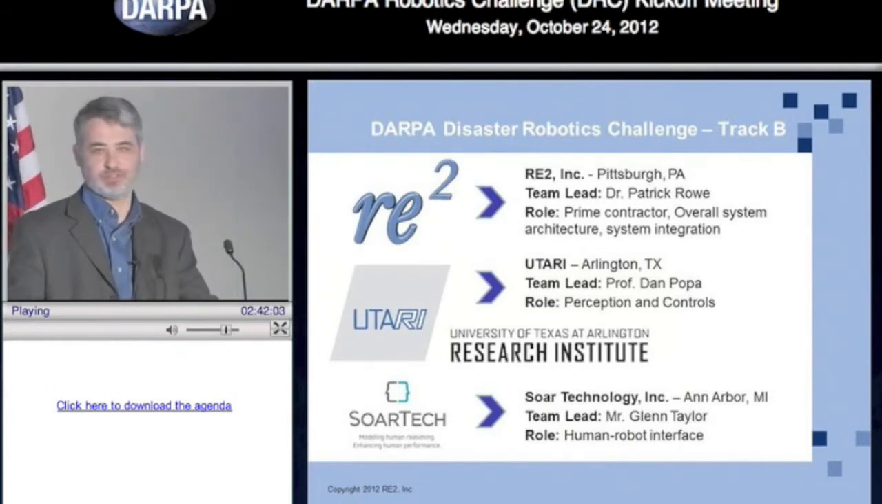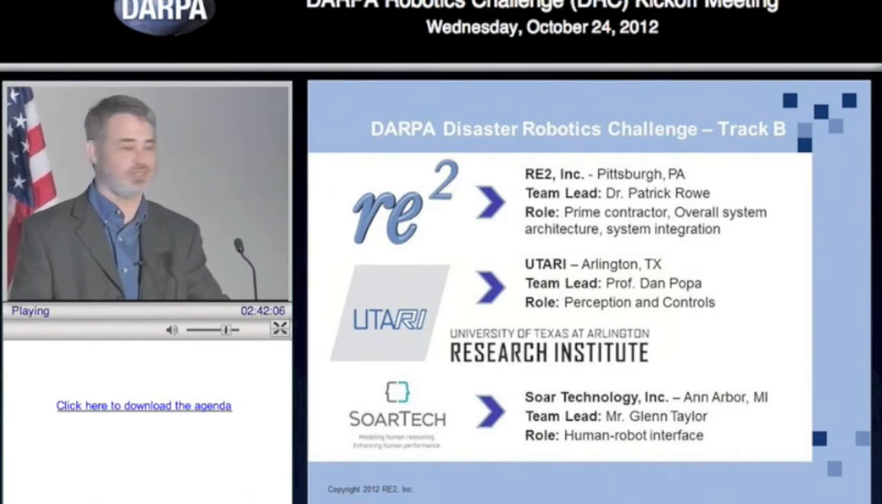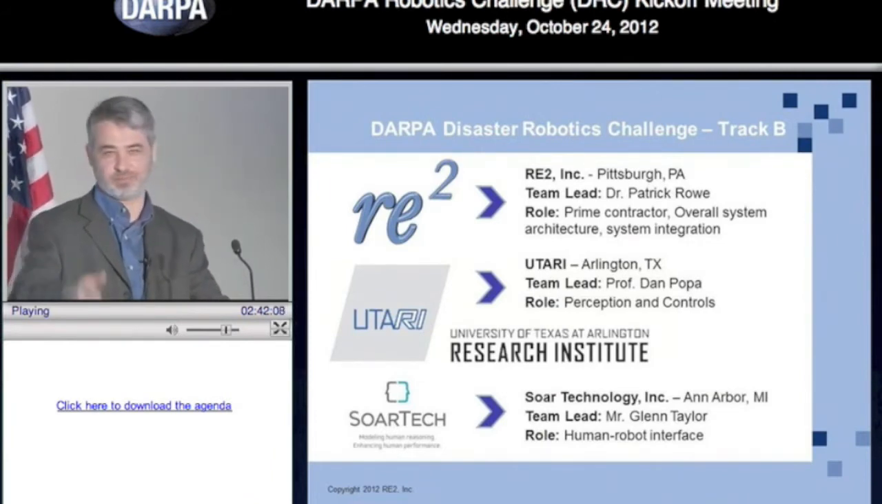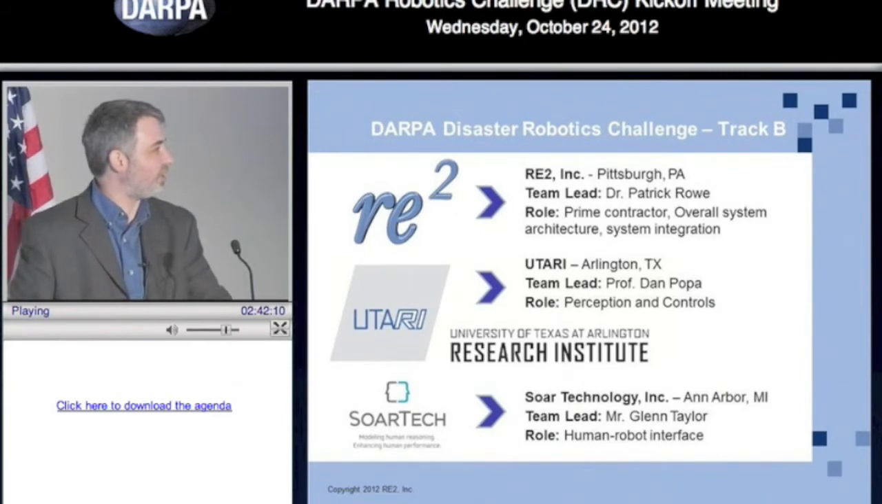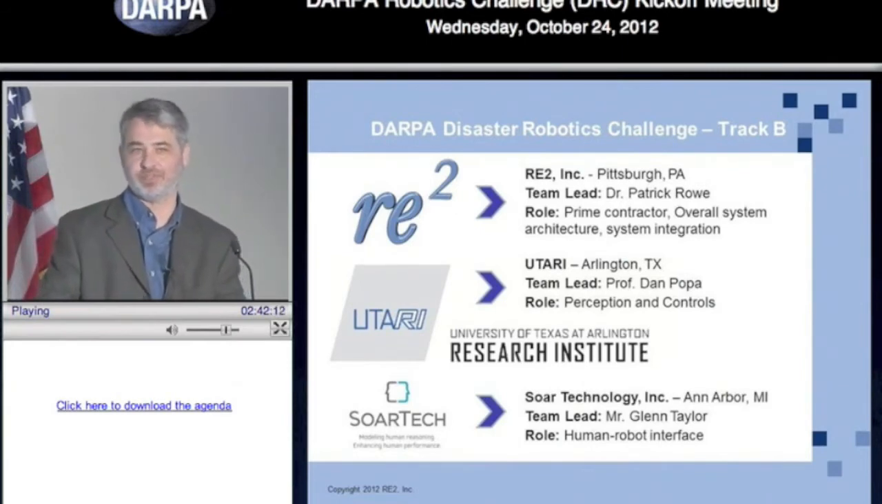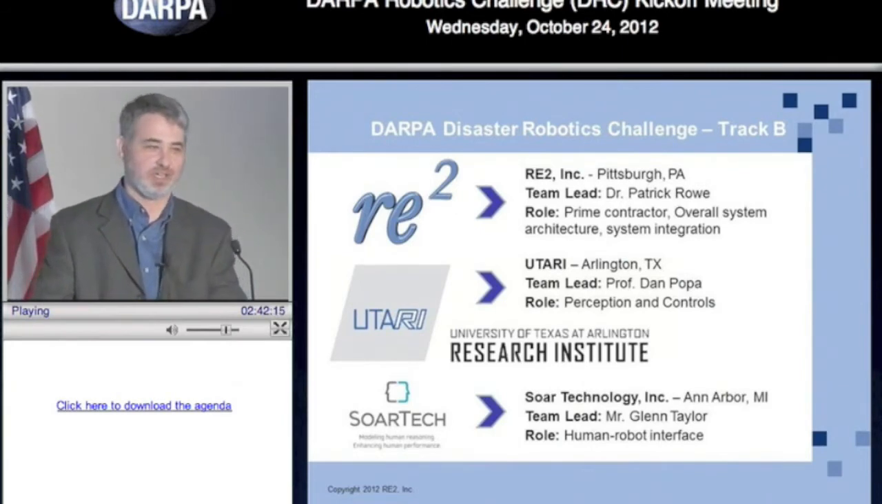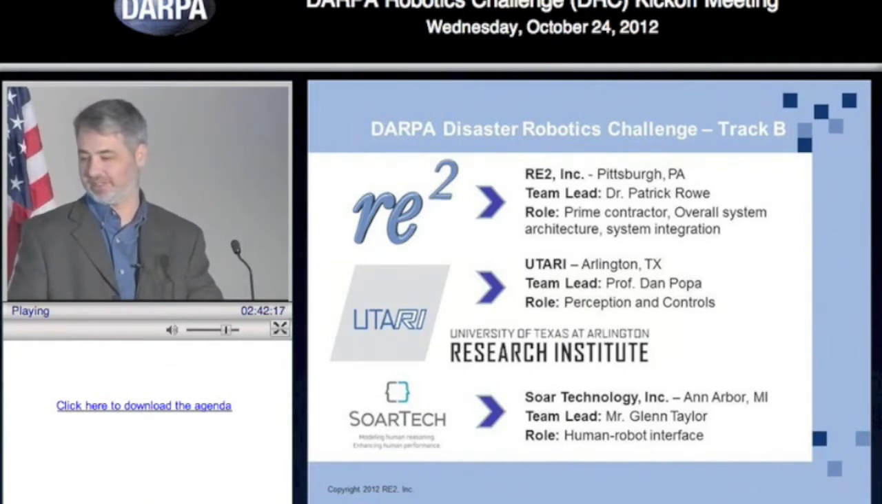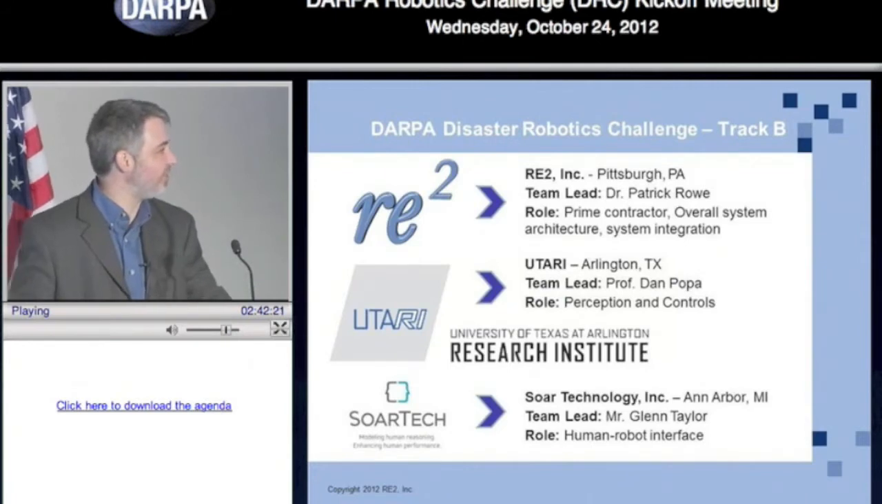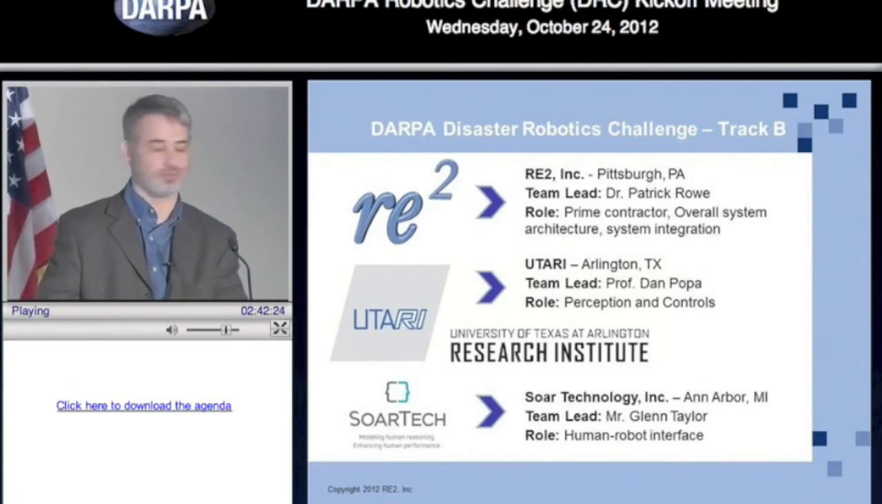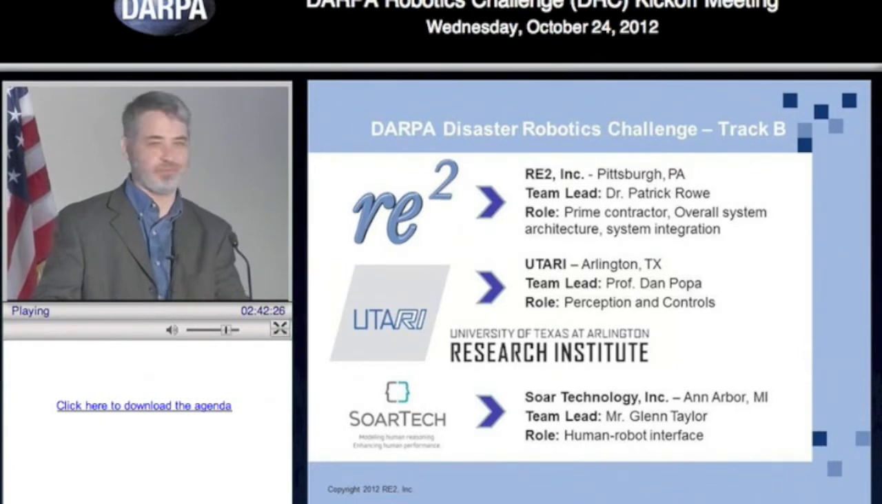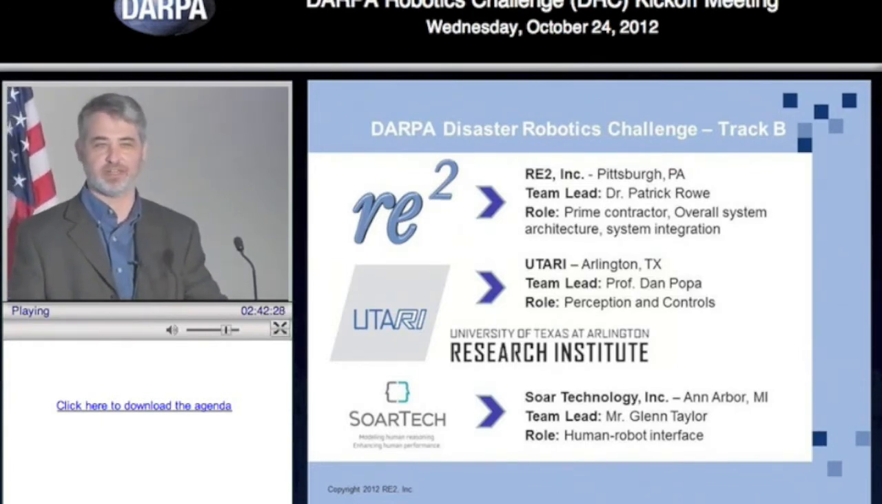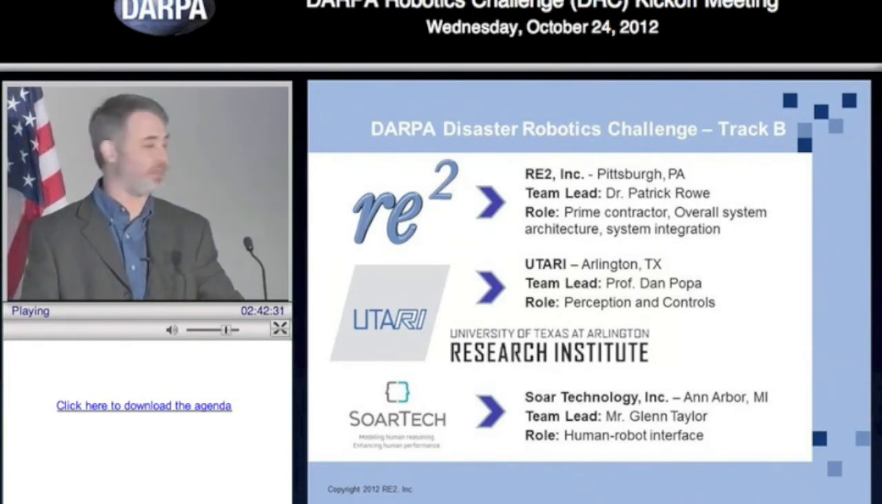Also on the team is the University of Texas at Arlington Research Institute. The project lead on that is Professor Dan Popa, who's in the audience today. And they bring a great wealth of information and knowledge on perception and controls, particularly controls of high degree of freedom systems. And finally, rounding out the team, we have SOAR Technology out of Ann Arbor, Michigan. They're a small company that specializes in AI and user interfaces. And so they're going to be providing the human-robot interface, which is based on their SOAR cognitive architecture.